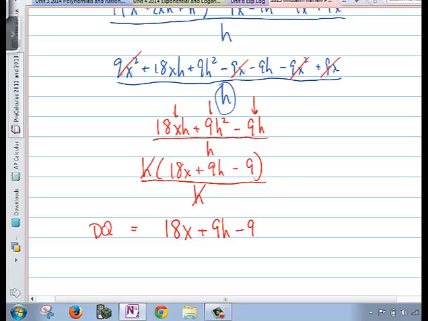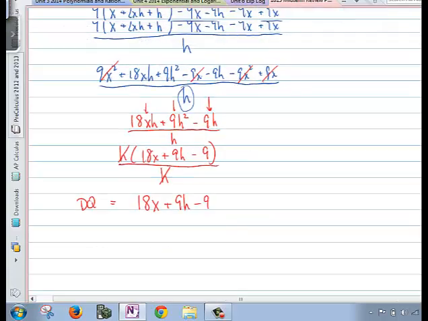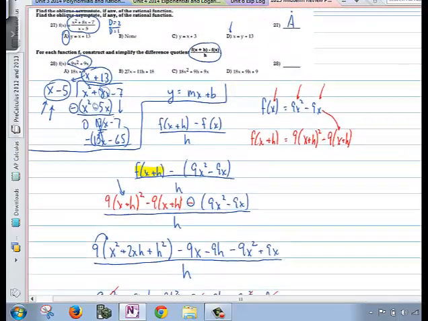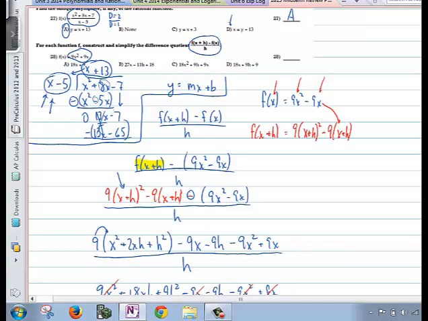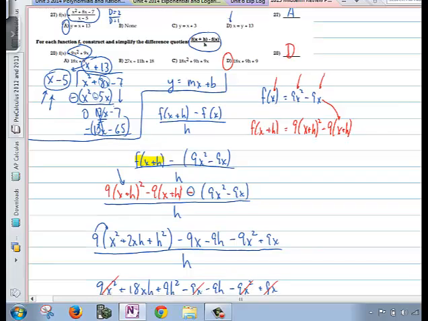And let's hope we match up with one of the answers. Let me just zoom out so we can see the whole problem. 18x plus 9h plus 9, and that would be choice D. That says minus 9. Let's see. No, let me look and make sure I didn't make a mistake. I'm just going to pause and check my work and then report back to you.